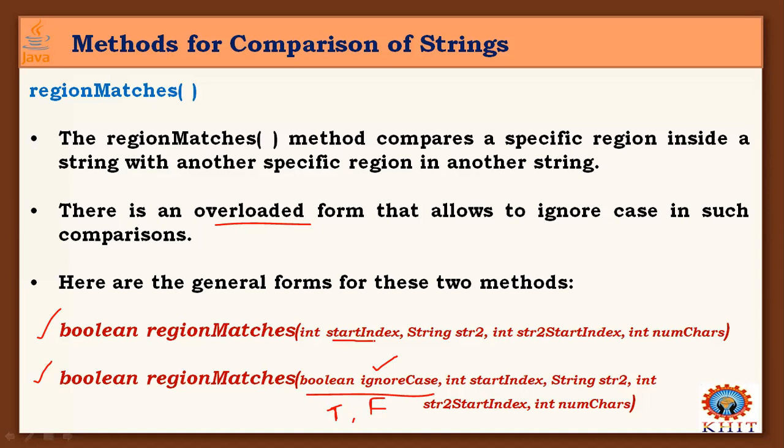So the remaining parameters are start index, string 2, start index and number of characters. The region starts at which index of the given string, and in the second string we are going to compare with the invoking string object, where the region starts in string 2 and how many characters are going to be matched. The remaining cases are the same.